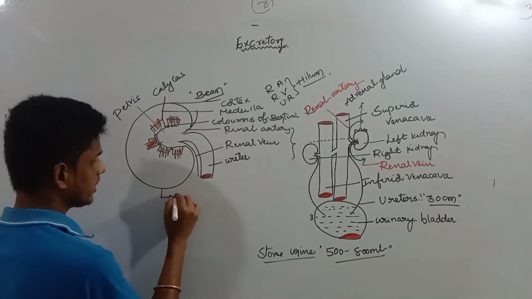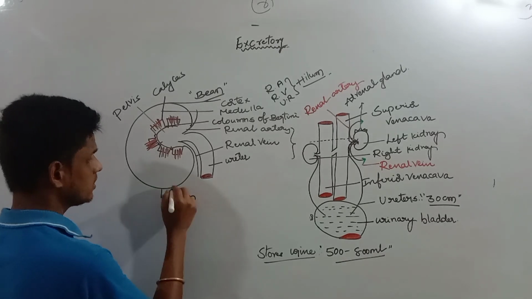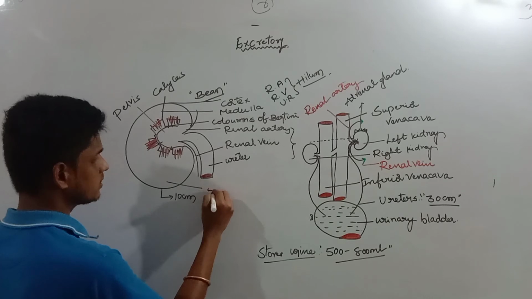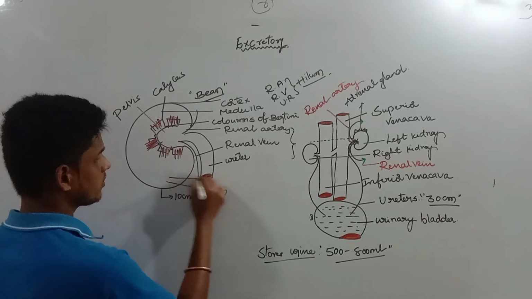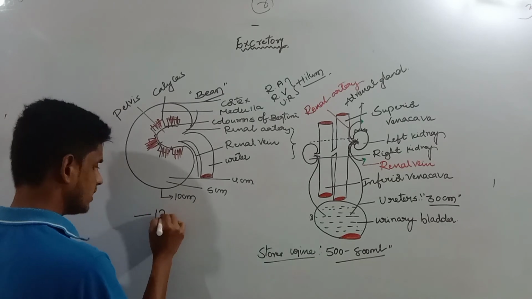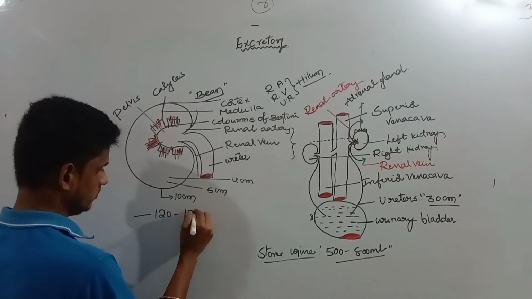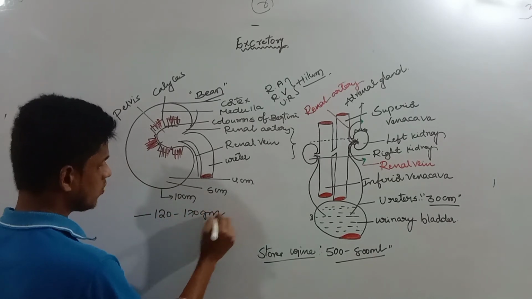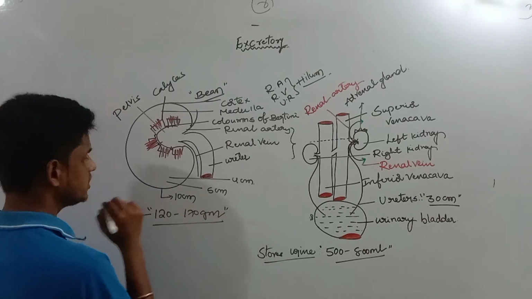The length of the kidney is 10 centimeters, the width is 5 centimeters, and the thickness is 4 centimeters. The weight of each kidney is 120 to 170 grams.